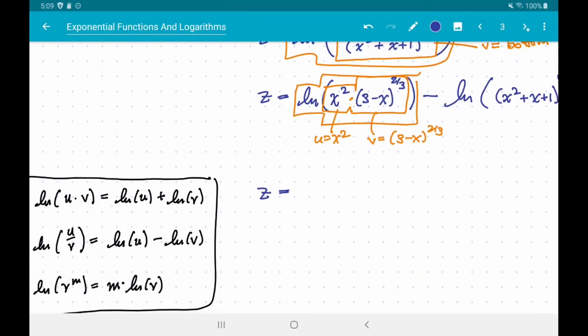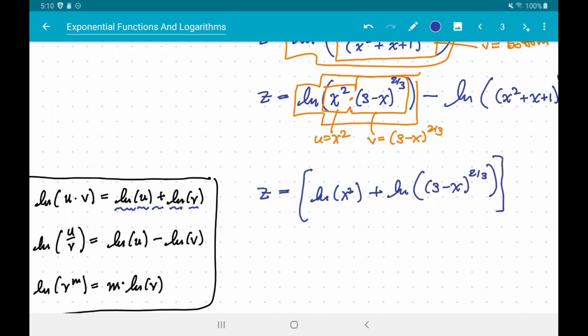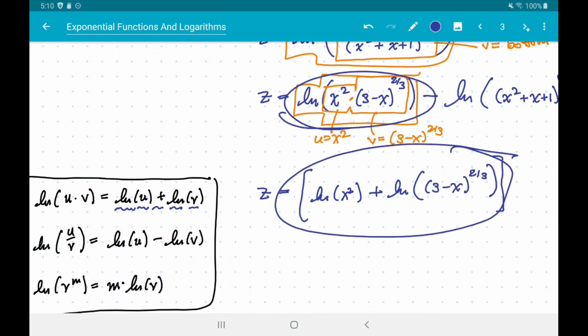Okay, I need, and you'll see why in a minute, I need that parenthesis, or at least why I'm writing it. I need ln of, so ln of, and for u, I need this u, which is x squared, plus ln of, and for v, I'm going to replace it with all of that stuff. I need a bigger parenthesis. 3 minus x to the 2/3. And all of this is the replacement for ln of the product of x squared and the 2/3 power of 3 minus x.